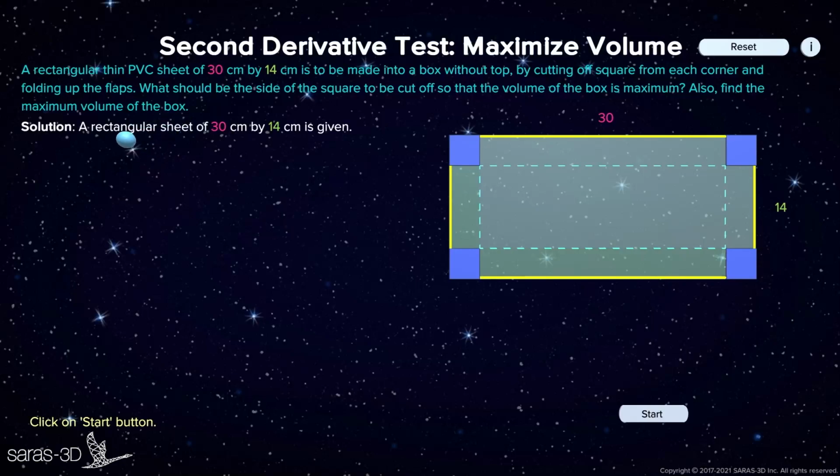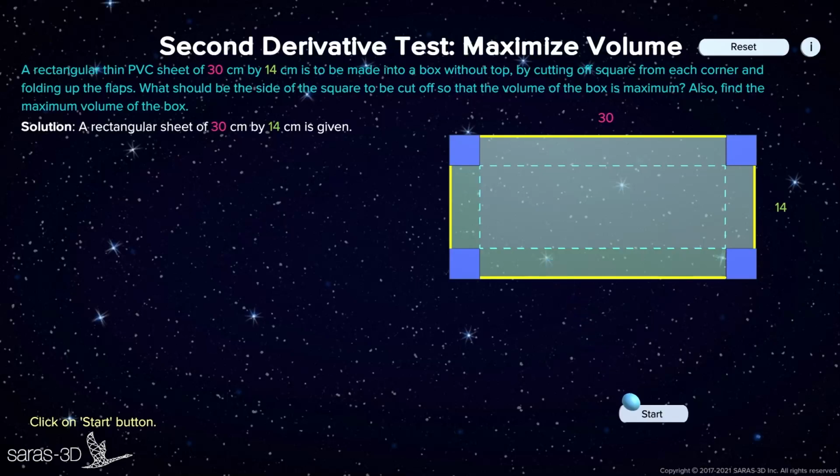So here, a rectangular sheet of 30 cm by 14 cm is given to us, right? Then what is given to us? We have to cut off squares from each corner, which are all of these 4 squares, correct? They should have the same dimensions. So now we have to find out what should be the side of each square so that when we fold this up, the volume of this box will be maximum, right? That is what we have to find out.